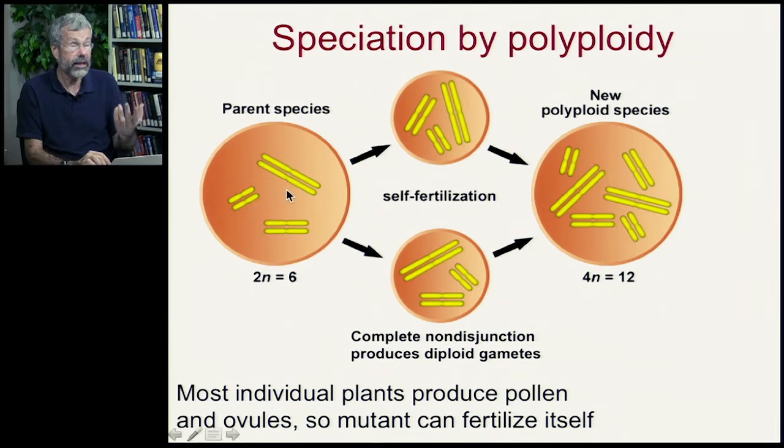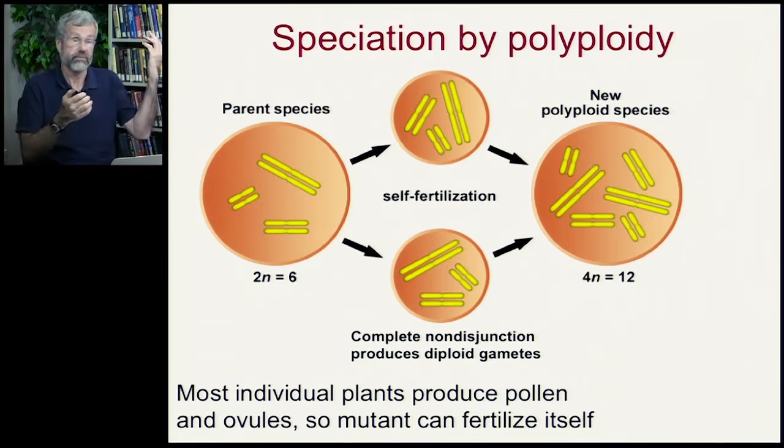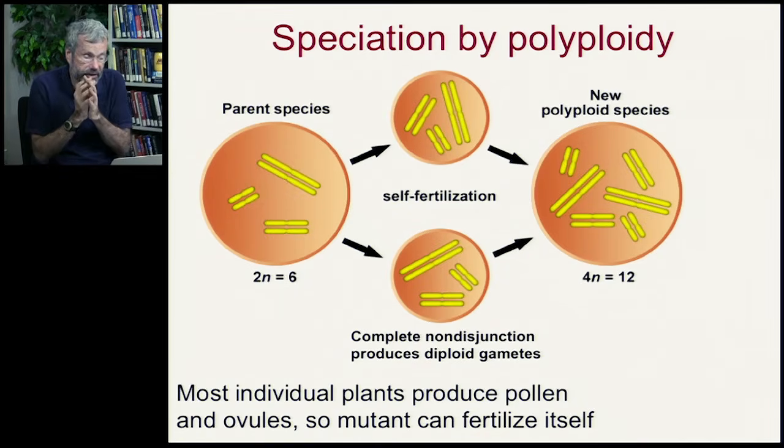So if you have a mutant plant, it can self-fertilize, okay? Because it is producing both diploid eggs and sperm, producing the viable tetraploid offspring, and then the tetraploid is producing diploid gametes again, and it can then either mate with itself or its mother, okay? So within that very, very, very small group of partners, its offspring will be viable, okay?